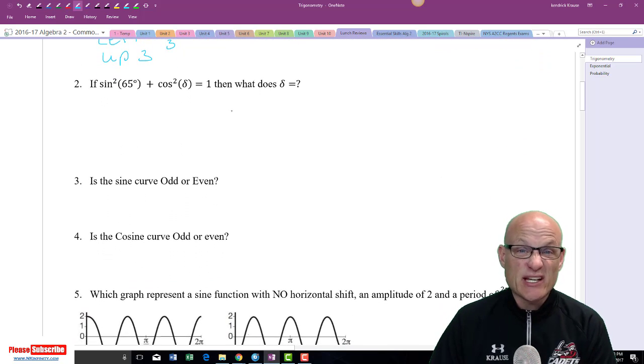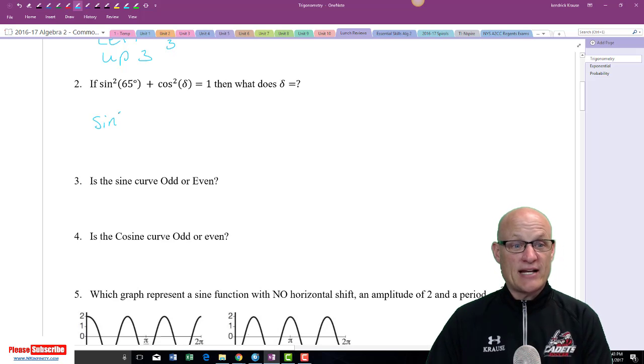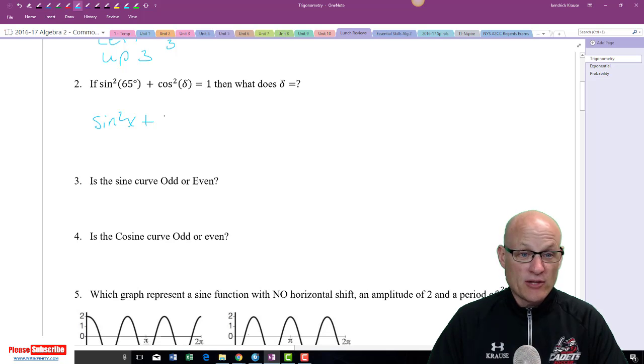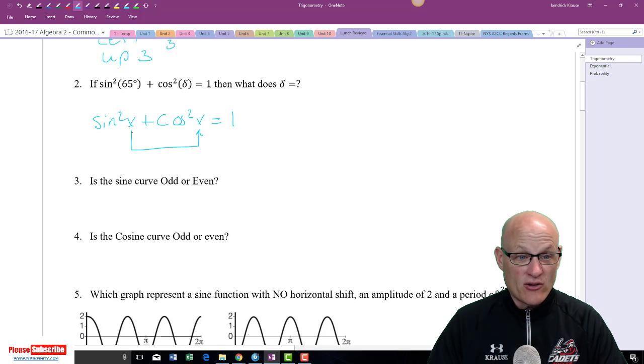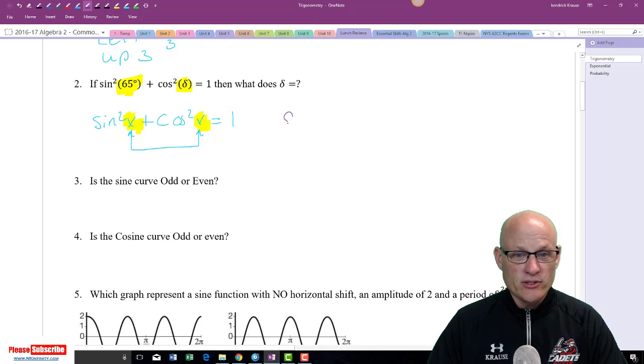This thing stems from a trig identity, and you need to remember that sine squared x plus cosine squared x equals 1, so long as these are the same. So this has to equal this, or in other words, that thing has to equal whatever that thing is. So that thing, there it is, has to equal 65 degrees.